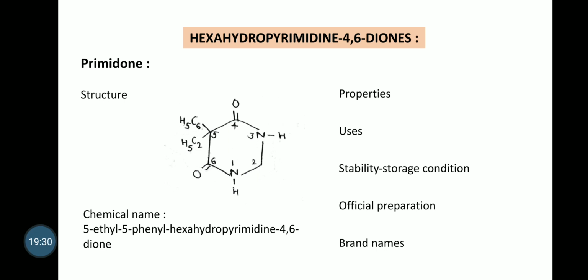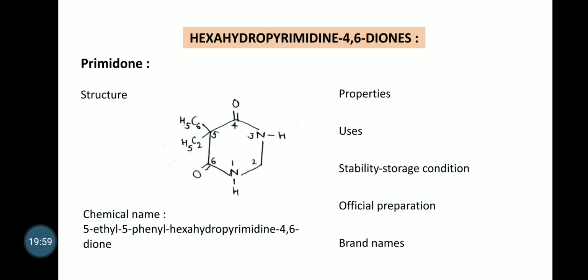Now in simple, write down the chemical name in alphabetical order. 5-ethyl, 5-phenyl hexahydropyrimidine 4,6-dione, that is the chemical name. Or second one 5-ethyl 5-phenyl 4,6-dione hexahydropyrimidine. Properties: it is white crystalline powder, odorless, and a slight bitter taste.